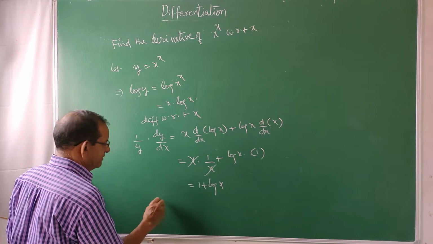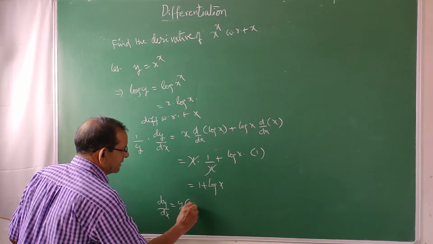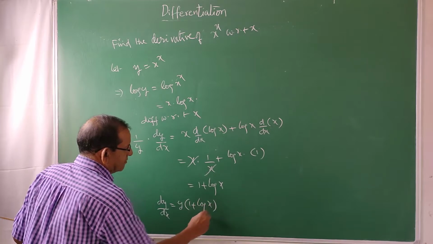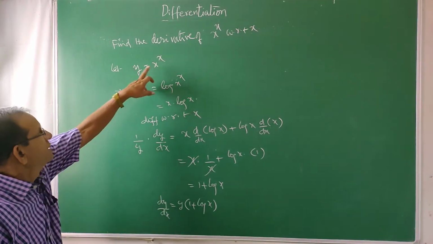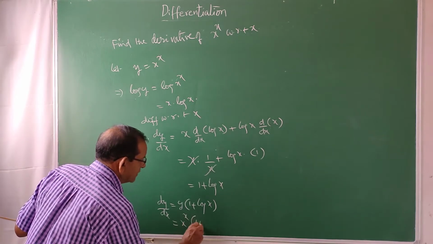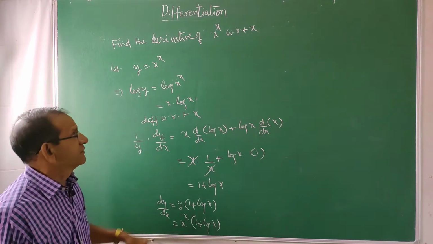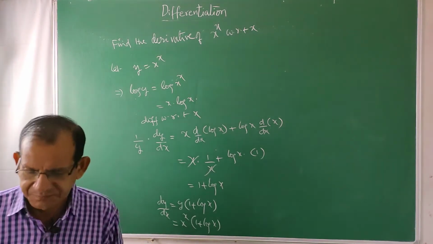This is 1 by y into dy by dx. So what about dy by dx? y into 1 plus log x. But y you have to substitute back as x power x. So this is x power x into 1 plus log x. So this is the derivative of x power x.